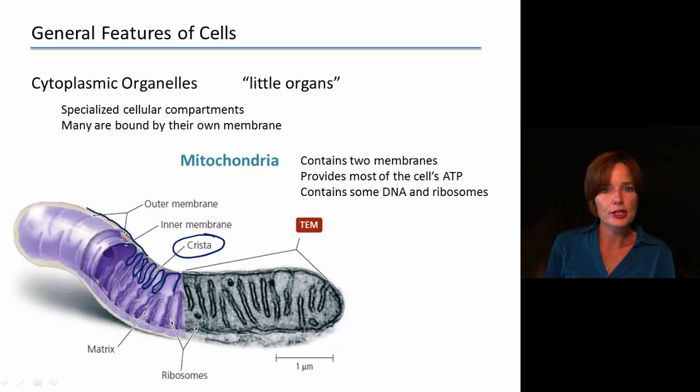These are going to greatly increase the surface area of that particular membrane, which is really important for providing energy for the cell. The mitochondria's main job is to be the power supply or the powerhouse of the cell because it will provide most of the ATP that the cell uses for its various metabolic reactions. Another thing about the mitochondria is that it does contain a little bit of DNA, and it also contains some of its own ribosomes.